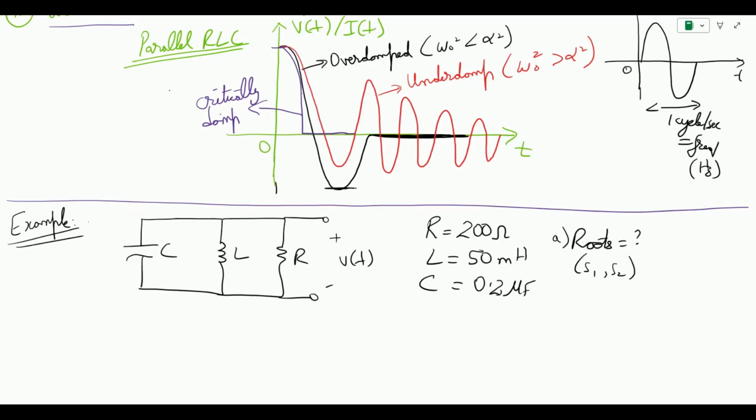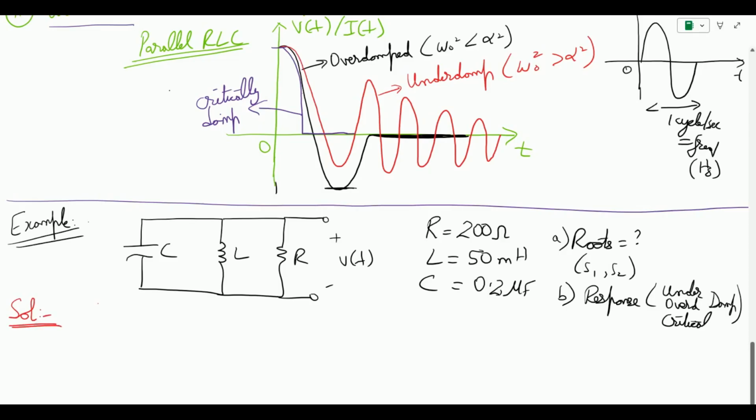So in part A we find the roots, and in the second part we ask what kind of response this is, or the response of the circuit. Is it underdamped, overdamped, or critically damped? So we have been asked these two things. Let us solve this example.